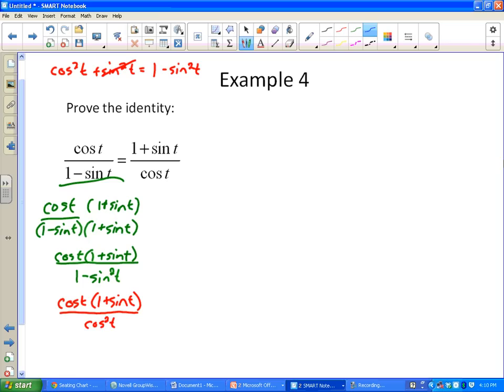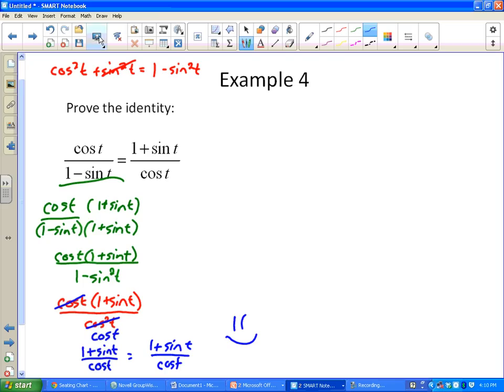Oh, what do you know? I can cancel out this cosine t with one of the cosine t's on the bottom, which gives me 1 plus sine t over cosine t. And at this point you might be like, I have no idea where to go from here. And then you'd realize, hey, this is what I was going for. I wanted it to be 1 plus sine t over cosine t. Okay, so I'm done with that proof.